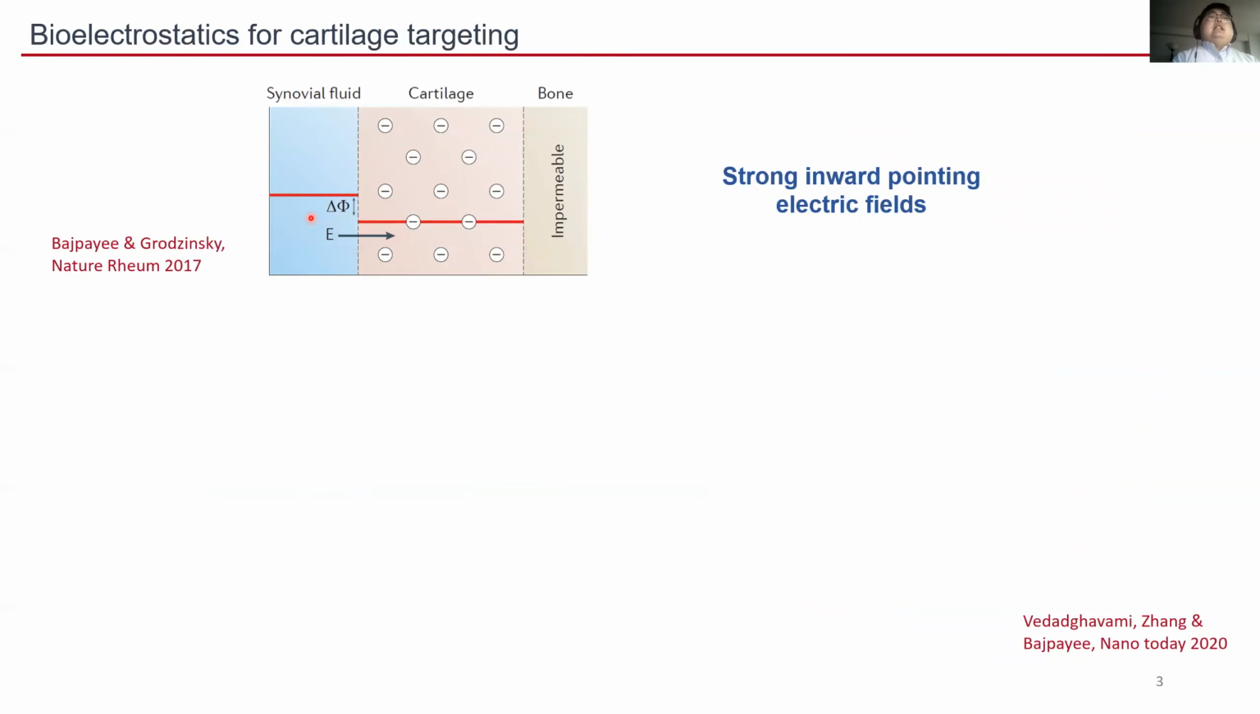Our lab has shown that this high negative fixed charge density of cartilage can be used to our advantage by making drugs positively charged, such that they can rapidly penetrate through the full thickness of the cartilage in high concentration before getting cleared out from the synovial fluid. The high negative charge of cartilage results in a decrease in the electric potential and a strong inward-pointing electric field from the synovial fluid to cartilage.